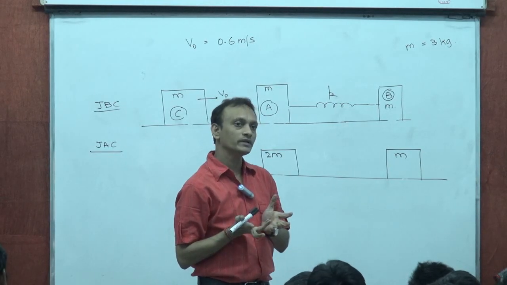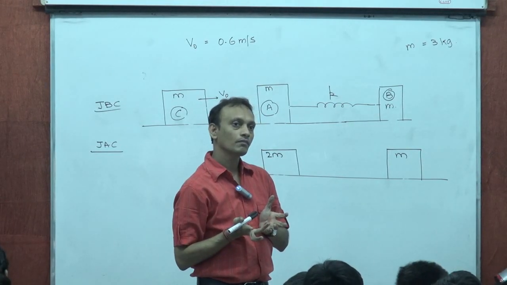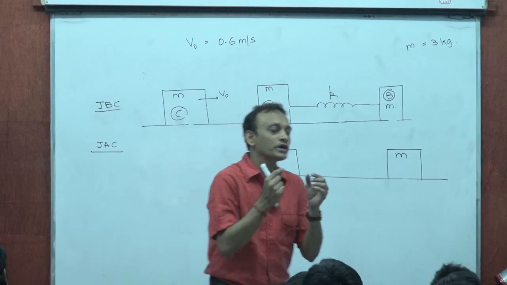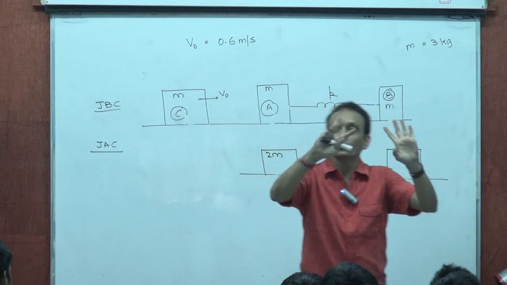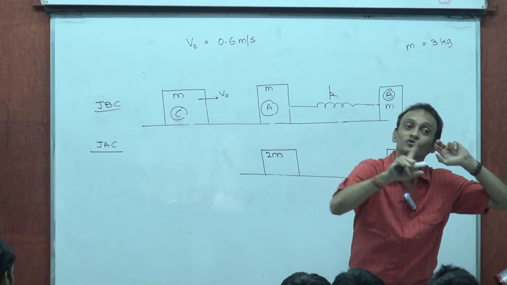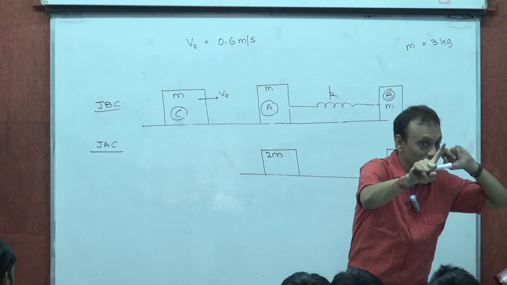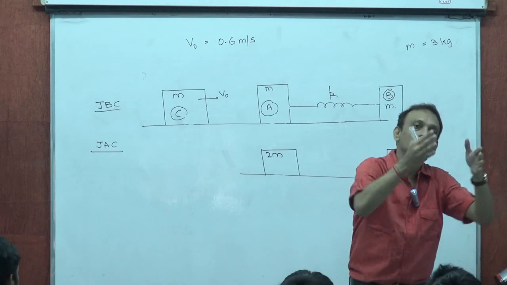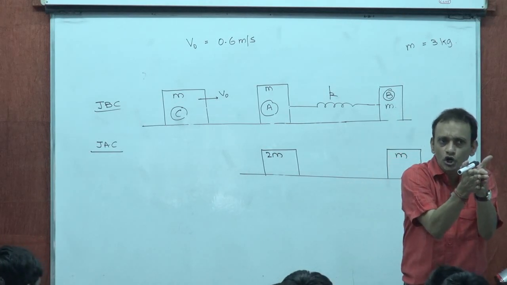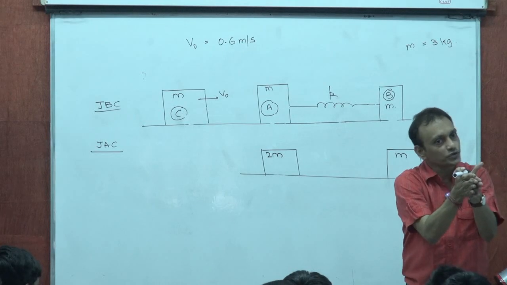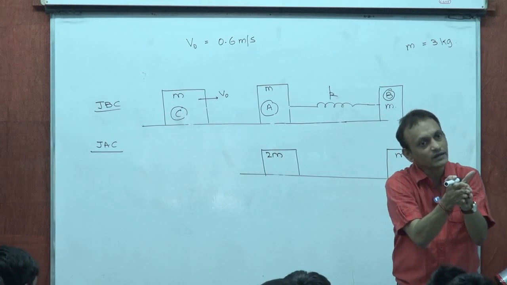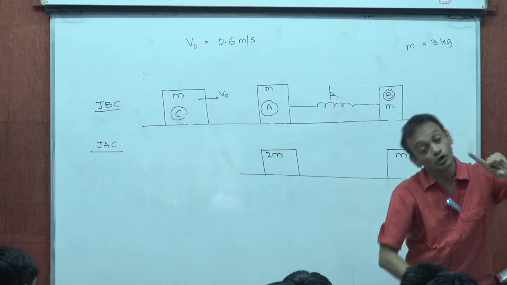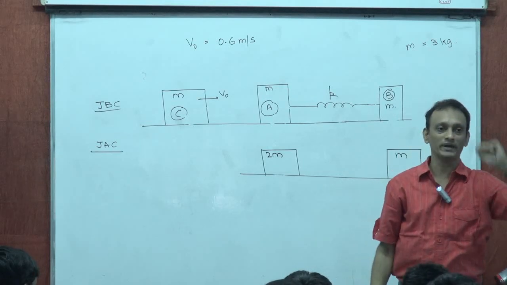Collision occurs only between them. The spring, two things. One, the spring is in its natural state, so there is no spring force. One thing. The collision occurs for such a short time that in that period, the spring doesn't get compressed, right? So spring force is 0.